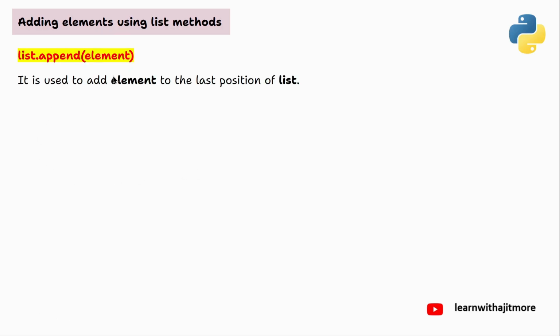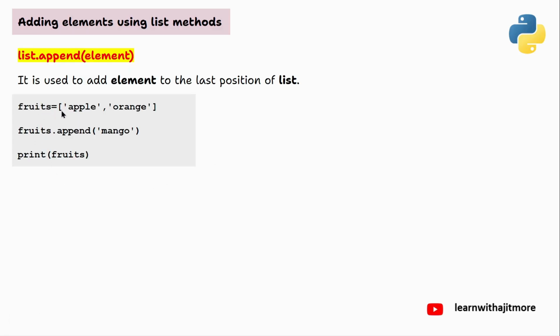See, it is used to add an element to the last position of a list. Example: this was our original list, fruits equal to apple, orange. I am writing fruits.append(mango). Mango will get added at the end. Append does not return anything by itself. If you check what append returned, it doesn't return anything.